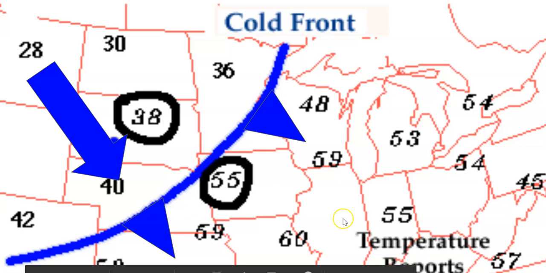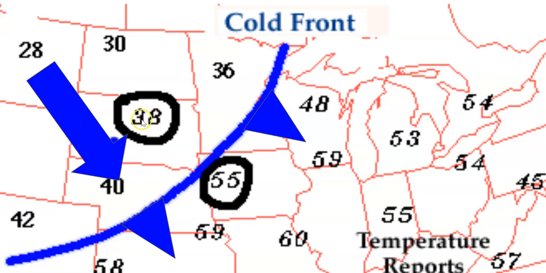And you can also see the temperatures labeled on this map. Notice behind the cold front, our temperatures are cooler than in front of the cold front. These are warmer temperatures. You got 59, 60, 55. And on this side where the cooler air mass, you have 38, 40, 36, 30, 28. So this is why when a cold front passes through, the temperatures get cooler.